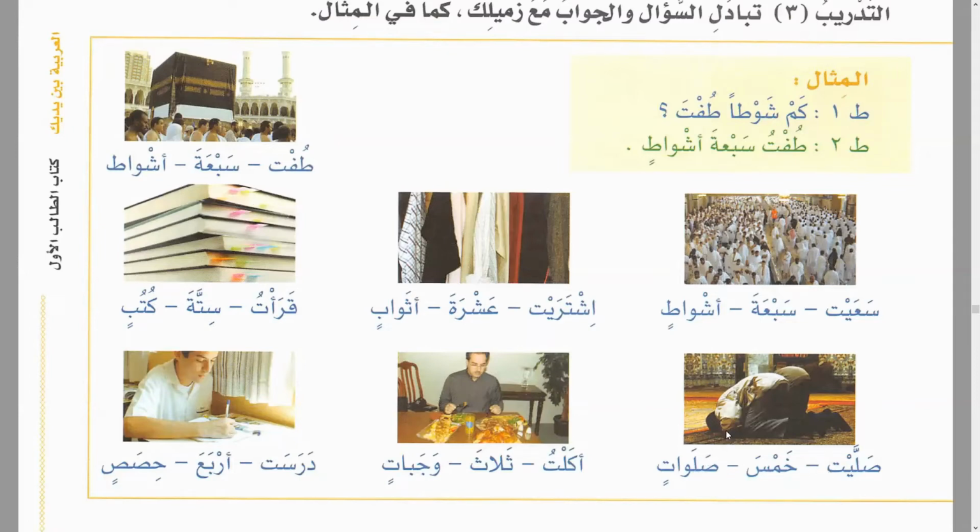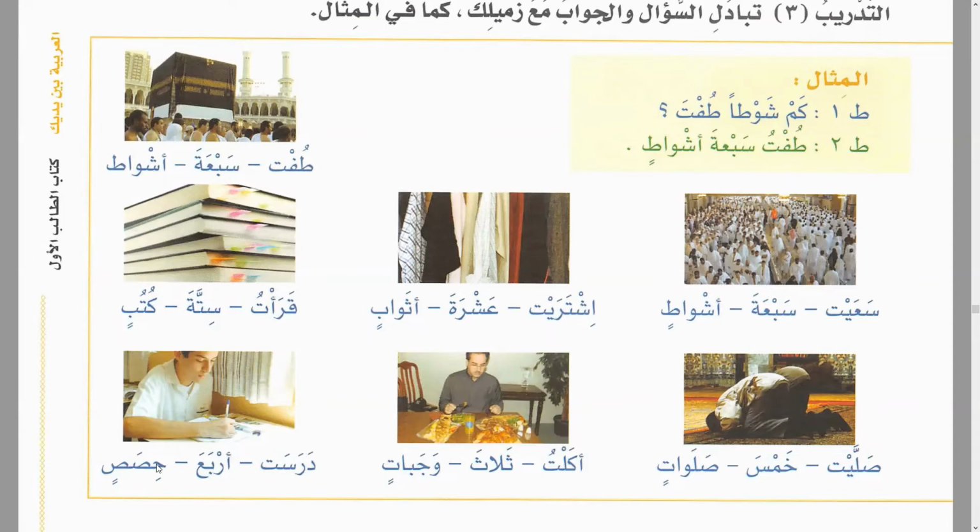How many salat did you pray? Right? Sallaitu khamsa salawatin. I prayed 5 salawats. Right? Kam wajbatan. Singular of wajbat is wajba. Kam wajbatan akalta. How many meals did you eat? Akaltu salasa wajbatin. I ate 3 meals. Kam hissatan darasta. How many periods did you study?